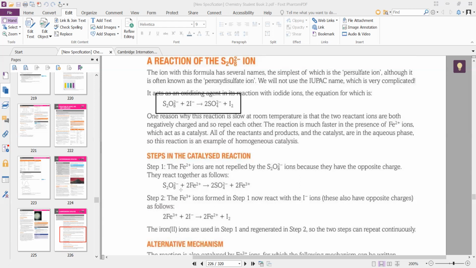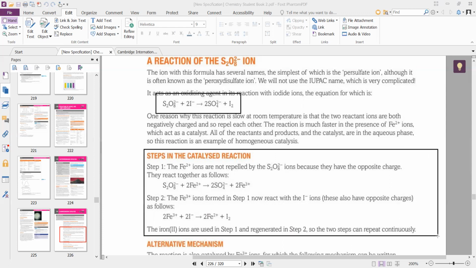So S2O8 2- will react with Fe2+ to form SO4 2-, one of the products, and Fe3+. Then that Fe3+ reacts with the other reactant to form the other product. Clear? This explains how the homogeneous catalyst works. All are in the aqueous state, right? Fe3+ takes part in the reaction but remains chemically unchanged at the end. Okay, now copy this one.